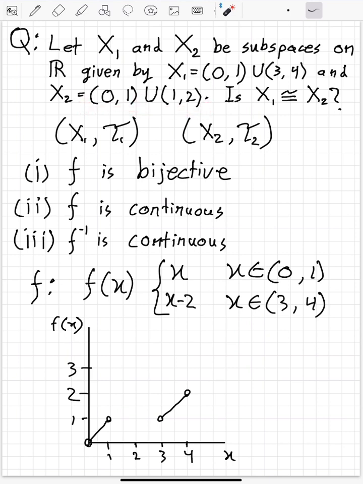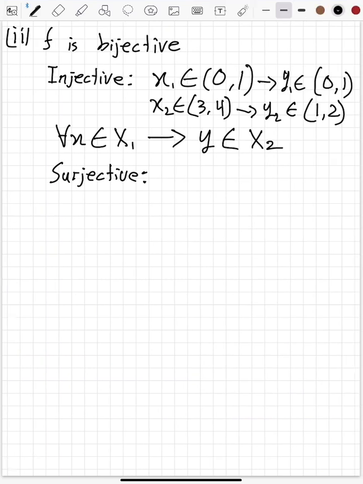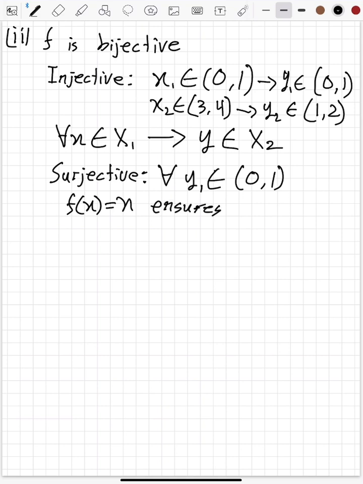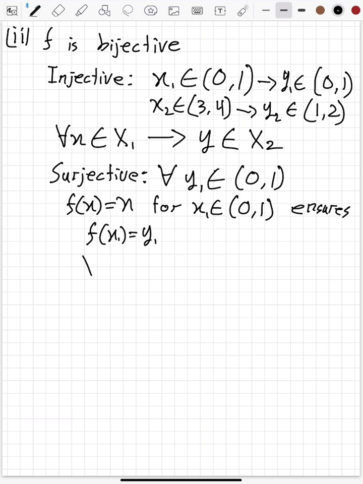Let's look at the first part, (0, 1). For all y in (0, 1), we know that since f of x is equal to x, for all elements in (0, 1) there is an element in (0, 1) that is mapping onto (0, 1), right? So when we write that down, for all y1 in (0, 1), f of x equal to x for x1 in (0, 1) ensures that f of x1 is equal to y1, and the same is true for all y2 in (1, 2).